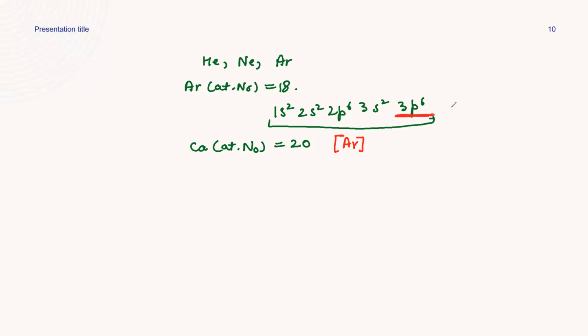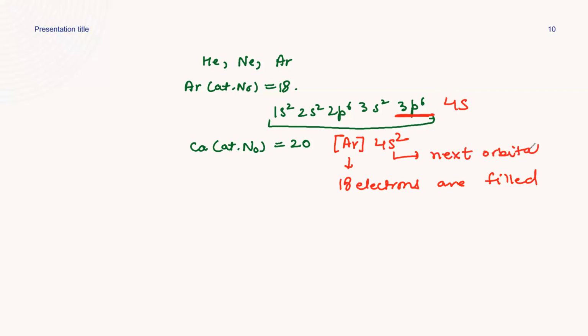So what do we have next? We have next the 4s orbital. So 4s2. So argon represents 18 electrons are filled, and the next orbital you have is 4s. Okay. So the electronic configuration of calcium would be argon 4s2. So this is the easier way. Okay, so in the energy sequence, what orbital comes after 4s? If you remember, after 4s, 3d comes. 3d comes after 4s.